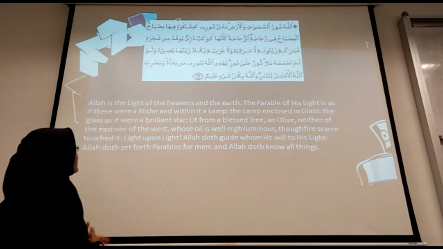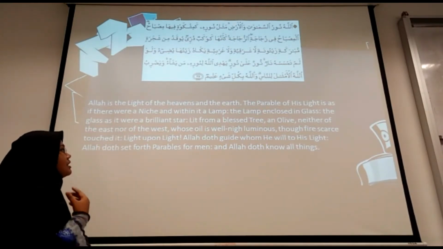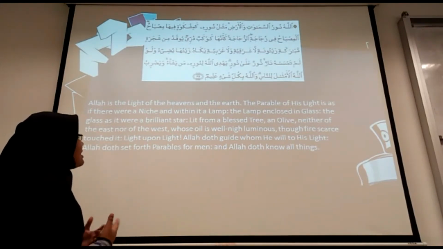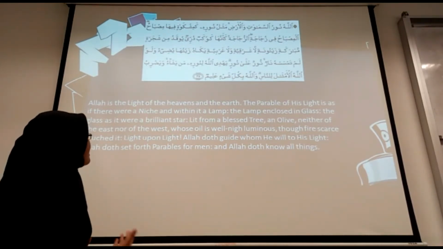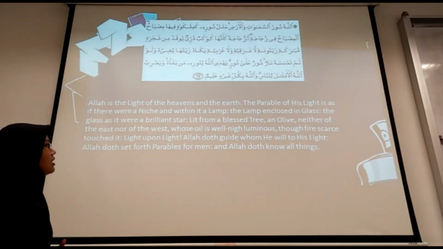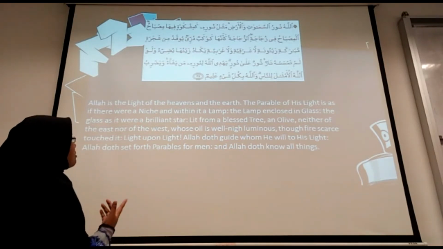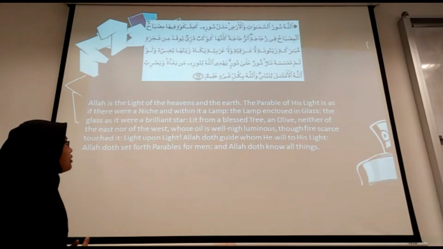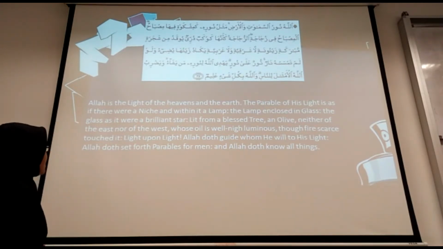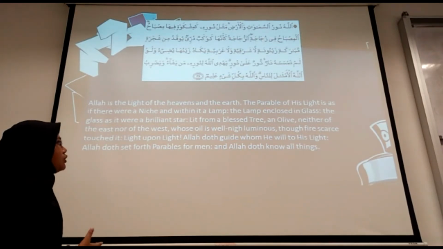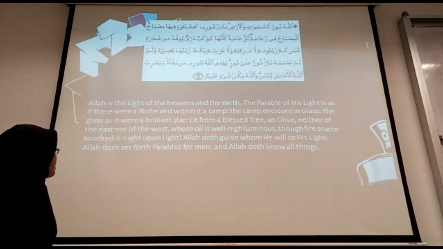It says, Allah is the light of the heavens and the earth. The parable of His light is as if there were a niche and within it a lamp. The lamp enclosed in glass. The glass as it were a brilliant star, lit from a blessed tree, an olive, neither of the east nor of the west, whose oil is well nigh luminous, though fire scarce touched it. Light upon light. Allah doth guide whom He will to His light. Allah doth set forth parables for men, and Allah doth know all things.